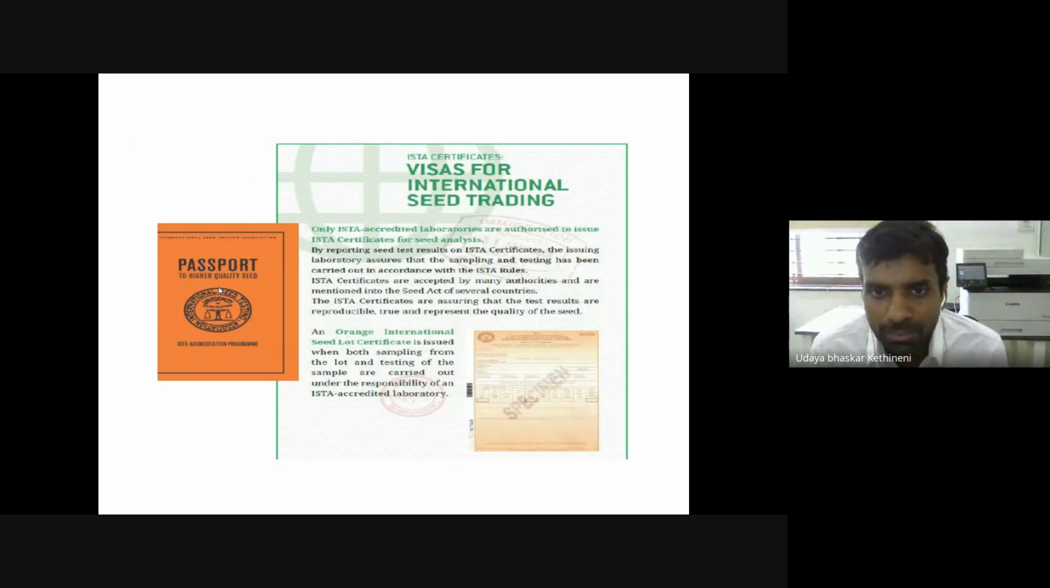Then, as I have already mentioned, what are these seed lot and seed sample certificates? One is the orange international seed lot certificate, and the other is the blue international seed sample certificate. What does the orange certificate mean? If both the sampling and the testing are done by your laboratory, then you can issue the orange certificate. But if the party is submitting the sample, that means you are not involved in sampling. The sample is submitted by the party itself, and you are doing only testing on the submitted sample. Then you can issue only the blue seed sample certificate.